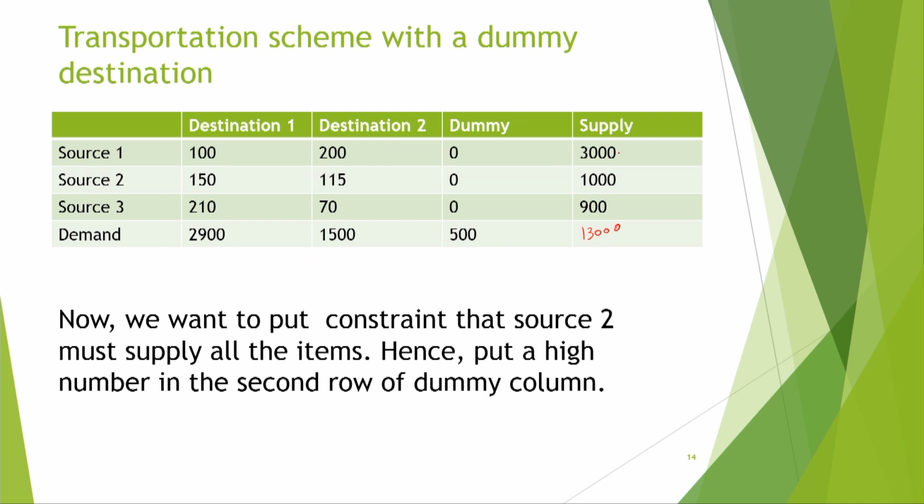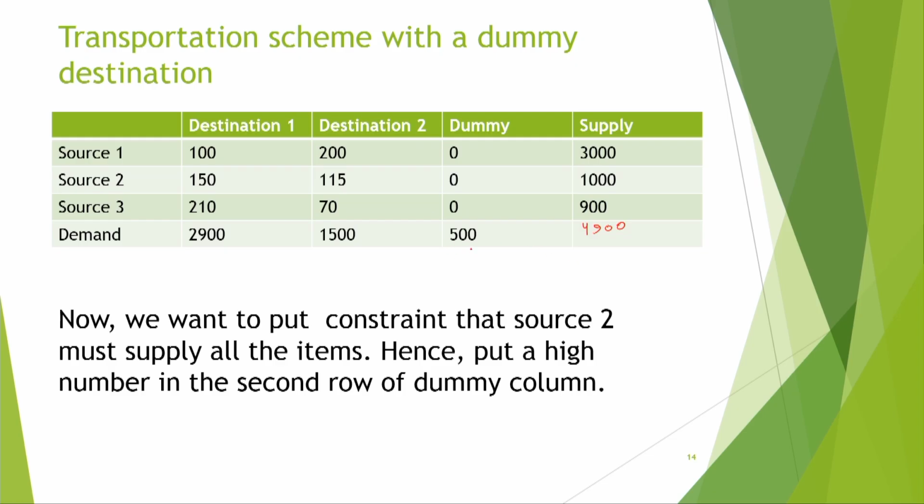I just thought it is 9,000, but it is not 9,000, it is 900. So let me erase this and say 3,000, 1,000, 900, this is 4,900. Production is 4,900, and demand is 2,900 plus 1,500, which means 4,400. So demand is only this, but I am producing 4,900. That means 500 will not be sold.